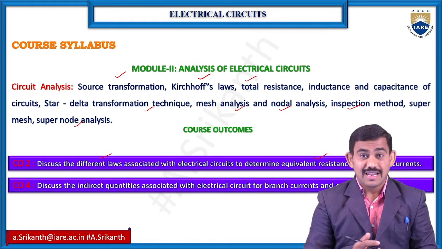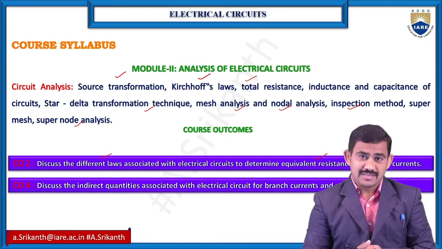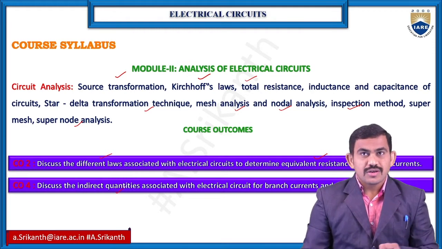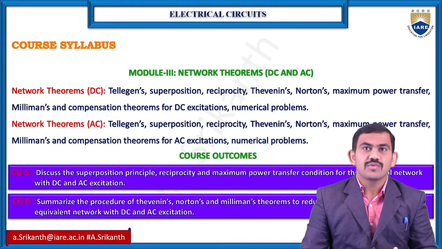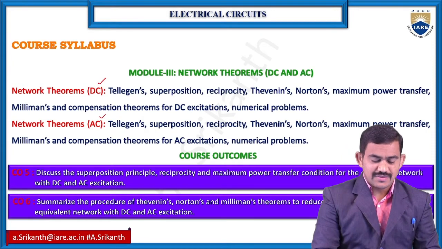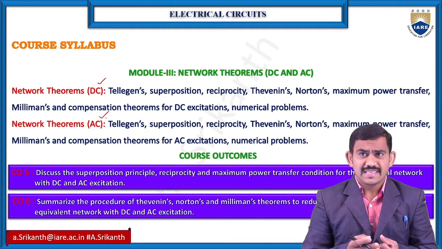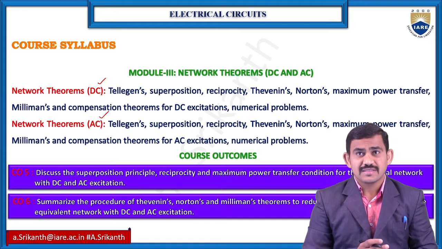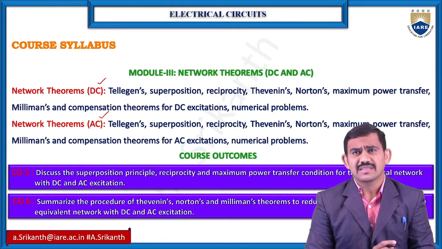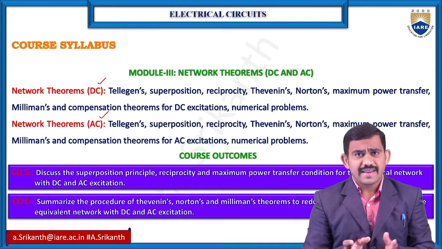So we have mesh analysis and nodal analysis. This is our 4th course outcome. Coming to the third module, we have DC as well as AC theorems. In that, we have superposition, reciprocity, Norton's, Thevenin's, maximum power transfer theorem, Millman's theorem, and compensation theorem. So here we have 8 different theorems.